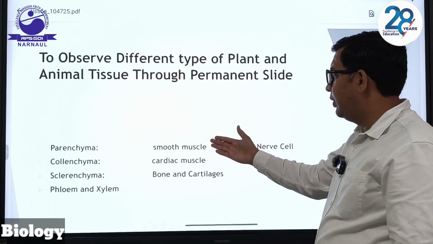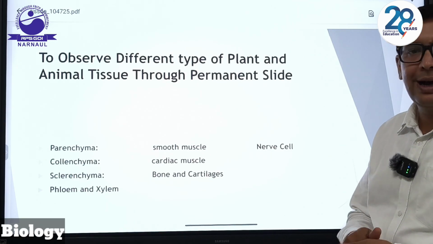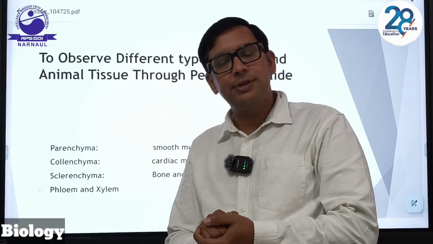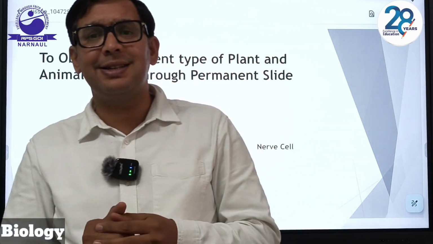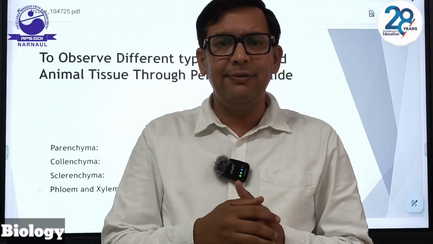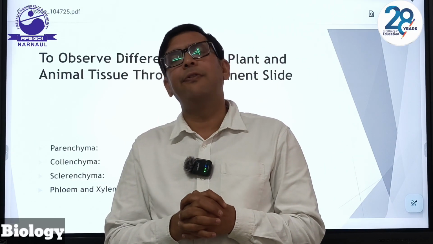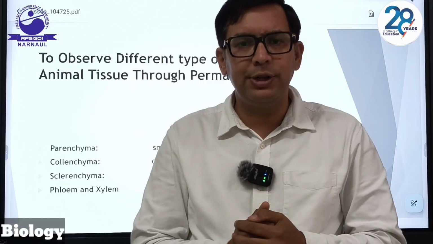In animals, we are going to observe smooth muscles, cardiac muscles, bone, cartilages, and nerve cells. We have permanent slides and we will try to observe them clearly. We will make sure that we observe things in a different way. So let's move to the lab.